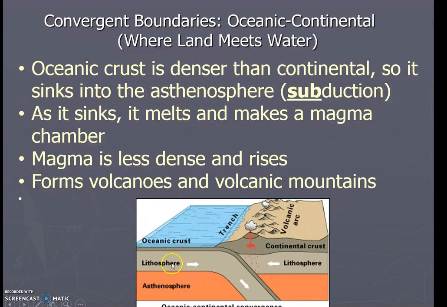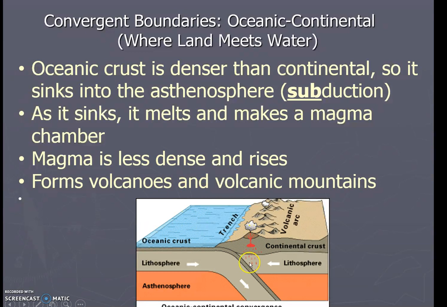Oceanic crust, as we mentioned earlier, is denser than continental crust. So it sinks into the asthenosphere through a process called subduction. Sub meaning under, telling us that the oceanic crust is going under the continental crust. So as it sinks, it melts and makes a magma chamber. That's what's happening right here.